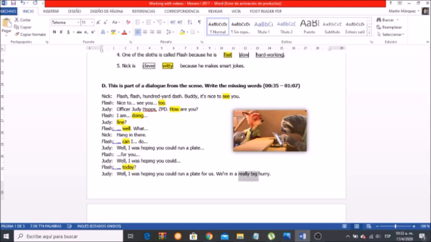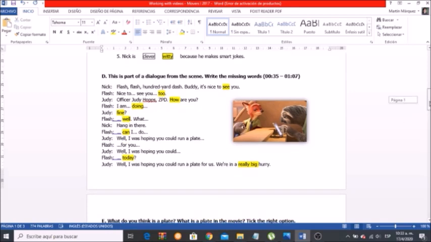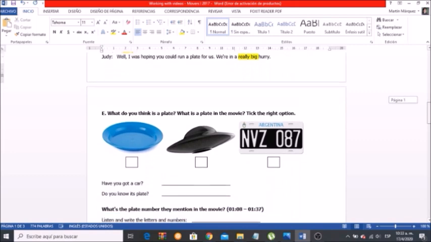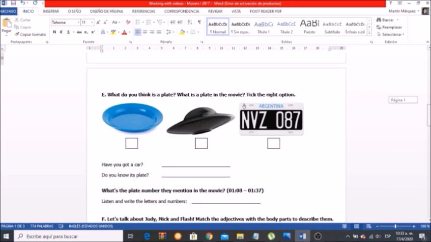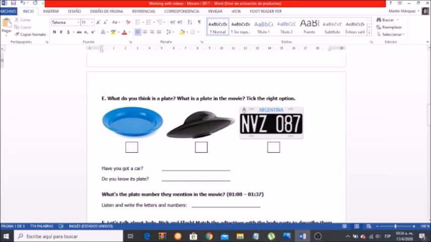Estaban apurados. Estaban buscando algo. A plate. And what is the meaning of a plate? Ahora vamos a ver eso. So, exercise E. Como recién mencioné, dice, what do you think is a plate? What is a plate in the movie? Take the right option. And then we have three pictures. We have this, this, and this.